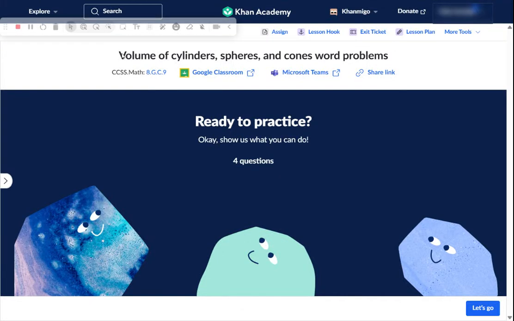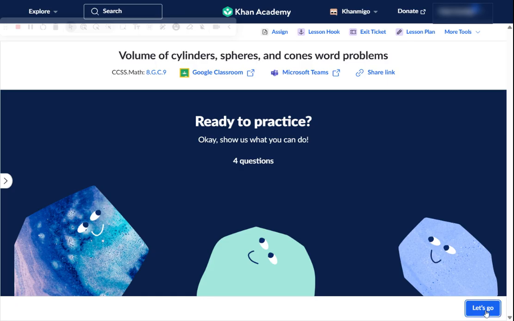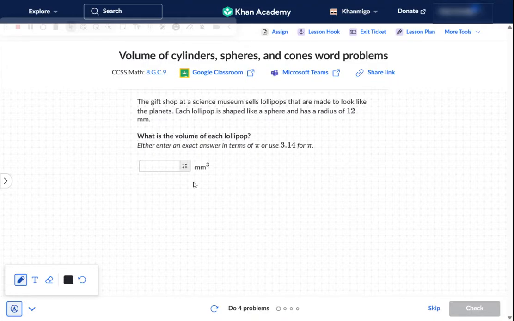Hey guys, we're looking at volume of cylinders, spheres, and cones word problems for 2.2. Let's get started. These are word problems. So let's get rid of that stuff on the bottom.